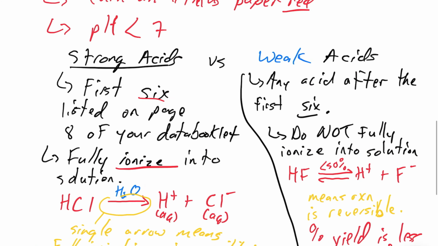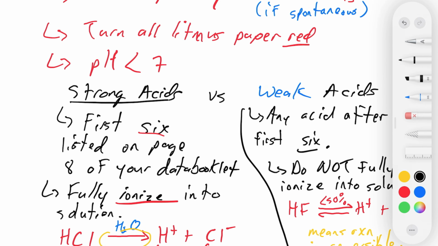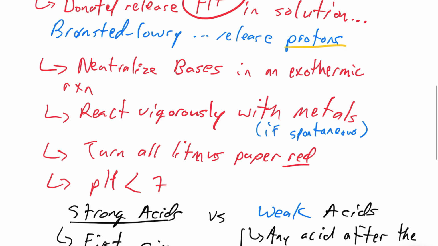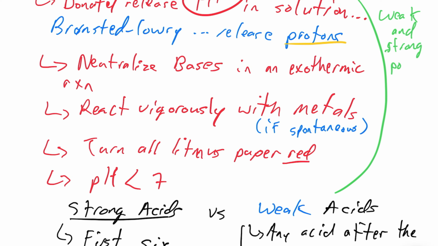However, what I want to say is that both of these, regardless of them being weak or strong, are still going to possess all of these properties over here, right? Just the weak acids are going to be to a lesser extent. So weak and strong possess these properties.